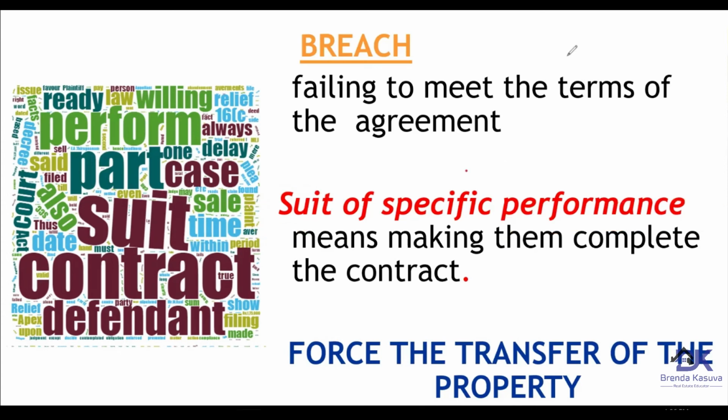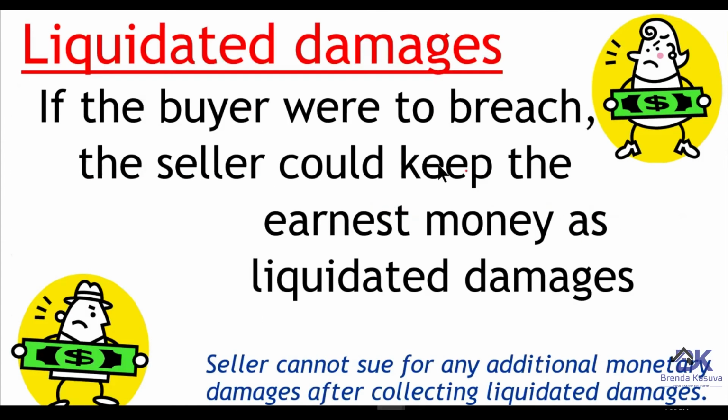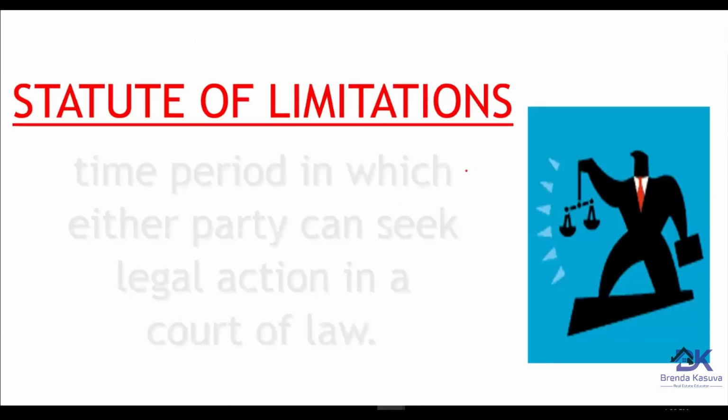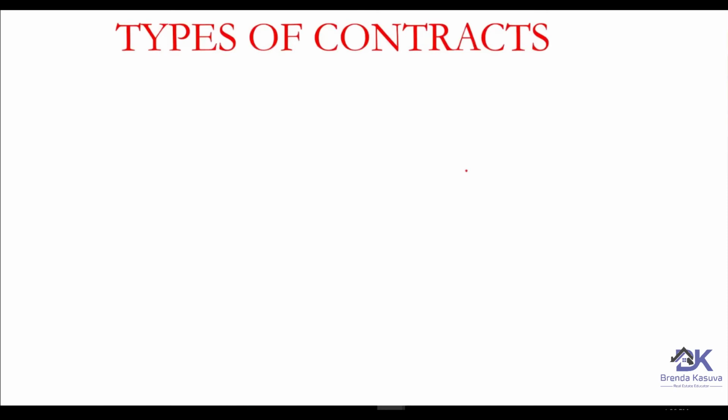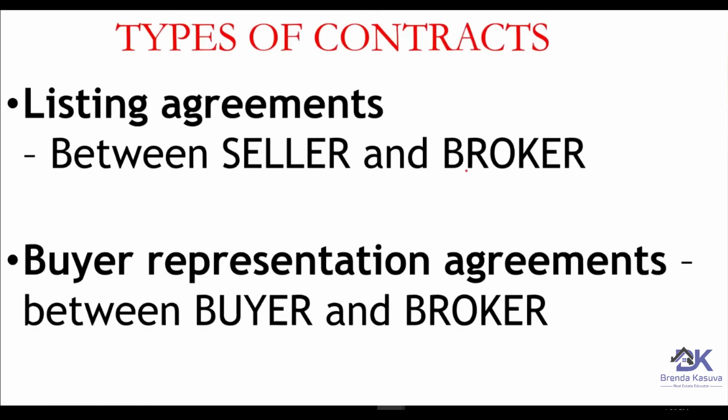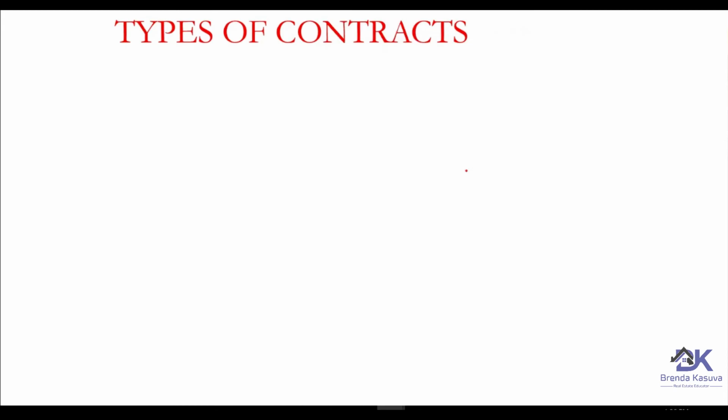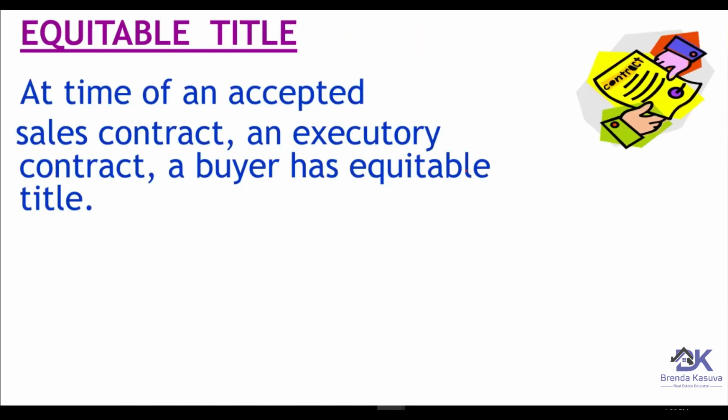Let's see. So we have breach, liquidated damages, I spoke about that. Statutes of limitations is what? Limitation on how long you can sue each other. So types of contracts, I think I went through this already. They're between the broker. Okay, so I went through that. I don't know why I repeated here.